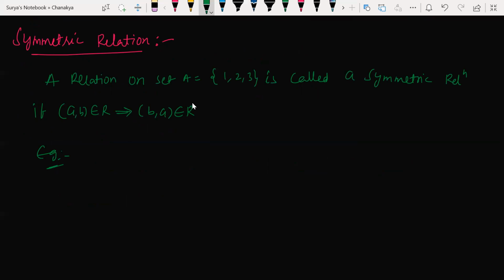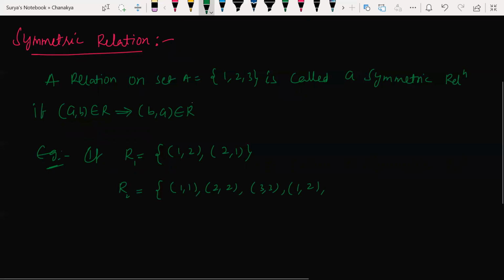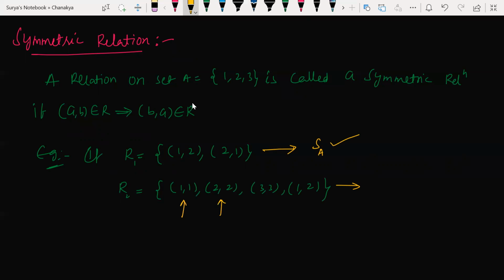Let me give an example. Suppose relation R1 is given to you, that (1,2) is there and (2,1) is there. Let me take R2: (1,1), (2,2), (3,3), and (1,2). That's it. Now check whether it is a symmetric relation or not. Look at the second one here: reverse of (1,1) is (1,1) only. Reverse of (2,2), (2,2) only. Reverse of (3,3), (3,3) only. Reverse of (1,2), (2,1) is not there. So not a symmetric. Correct? Understood my point?